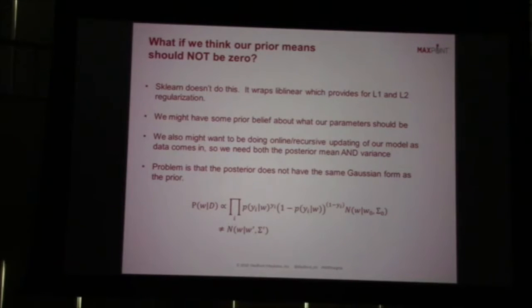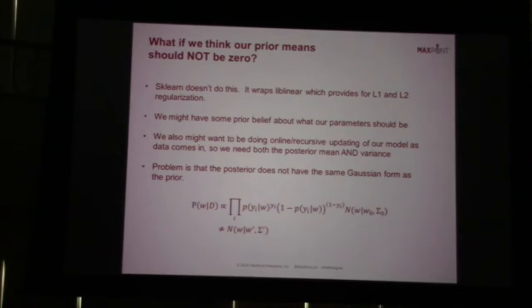But we may have some prior belief about what our parameters should be. We might want to have non-zero means. And one of the reasons we might want to do this is if we're doing recursive updating of a model. We might want to fit our model, do some prediction, but now we've got new data, so we might want to update, and then update again, and then update again. And if each time you fit a model you have a prior mean of 0, you're throwing away everything that happened before. We don't want to do this.